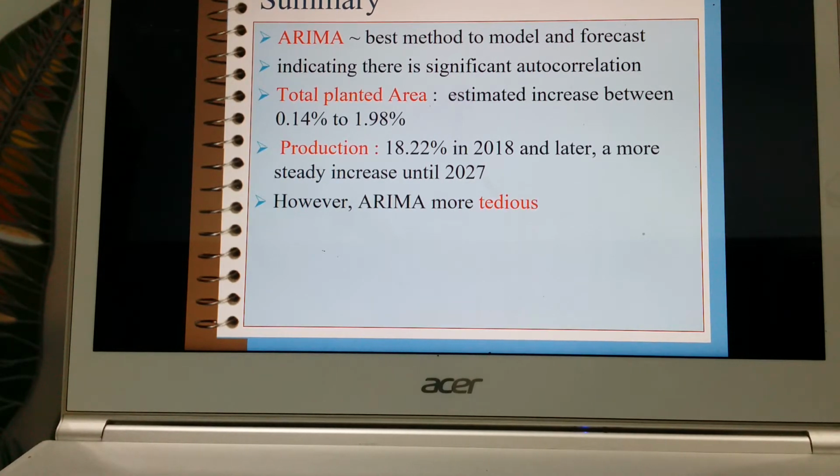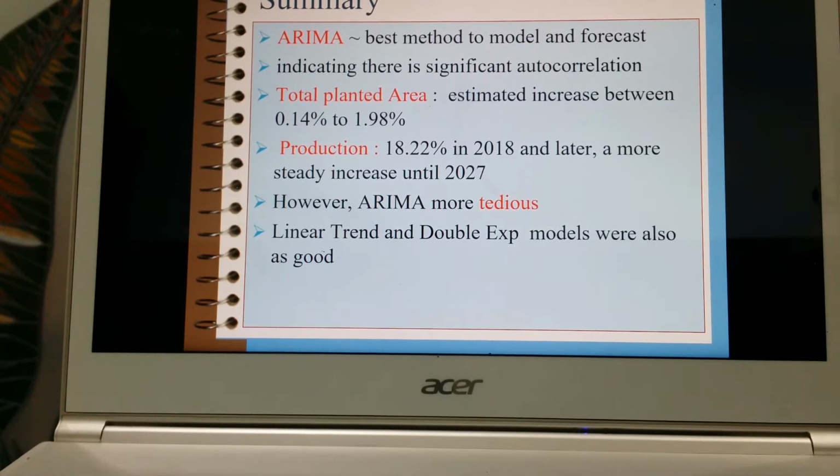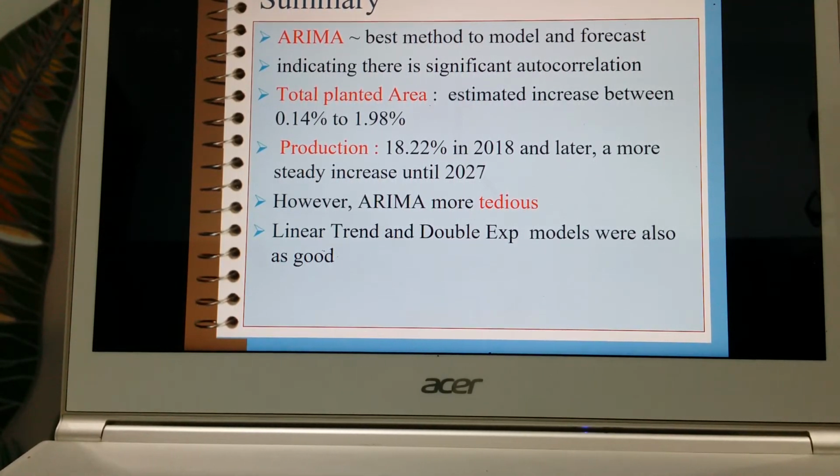Although Arima is the best method, the Arima model seems to be more tedious. If you can recall just now, the values of MAPE and MAD are not so much different between the 3 models. So actually you can also use the linear trend and double exponential models because they are as good. But of course, if you want the best, you could use Arima. So it's up to the researcher to think whether you want to do more tedious work in order to find the better model, or you can just use the linear trend and double exponential model.